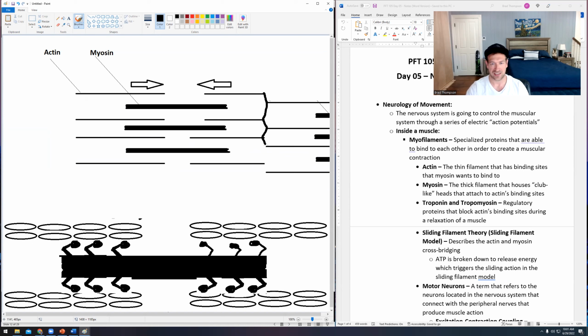See how it creates a Z action there? That area is called a Z line. Z lines indicate where you have separate sarcomeres. So the sarcomere is the area between two Z lines, where they both contract towards their center like that.